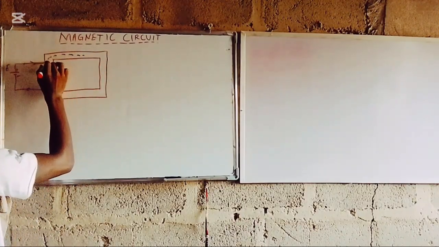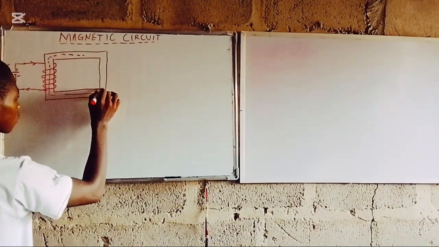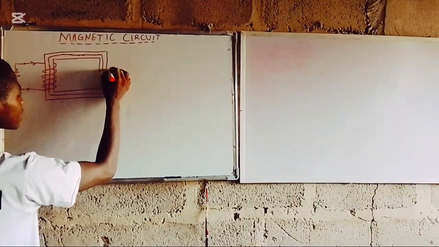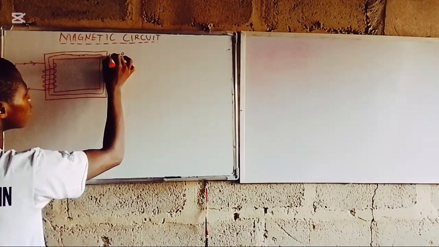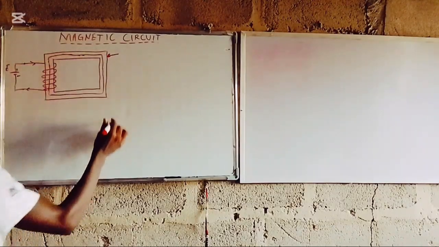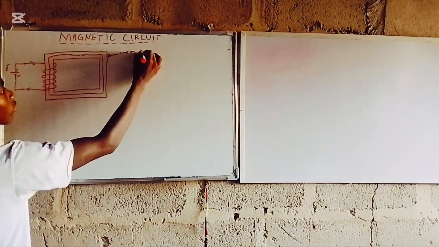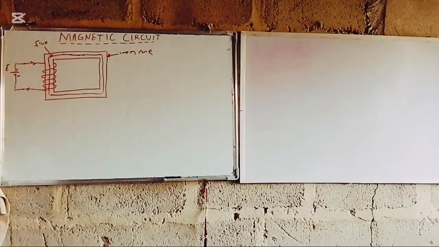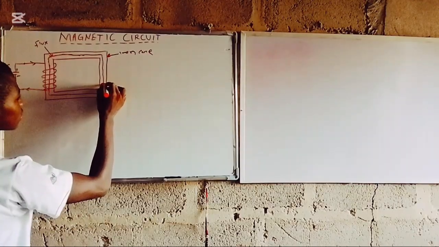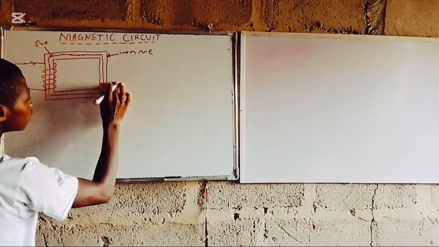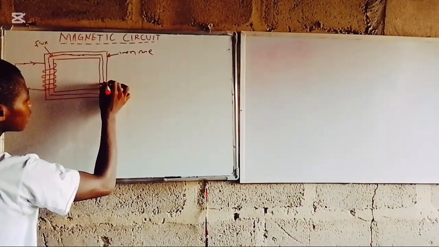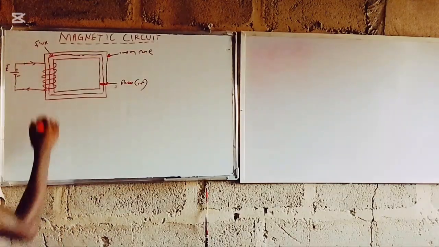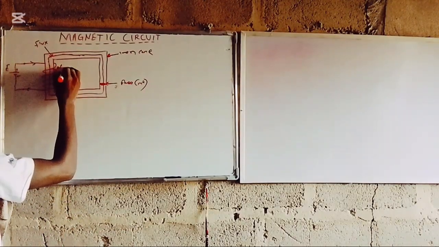And this is a flux. And this is the iron core. And this is the area. So this is the number of turns, the number of the primary turns.